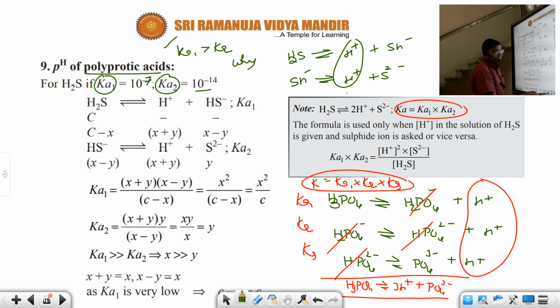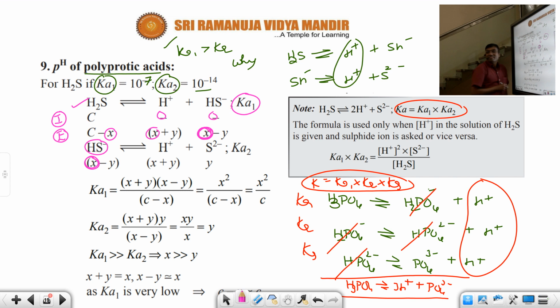Students, have a look here. H2S is a weak acid. Its first dissociation constant is Ka1. Initial concentration is C, 0 and 0. The equilibrium concentration is C minus X, here it is X and here you got X. Hope you are clear. Now, SH minus again gets dissociated. X is left out; this is the X value.